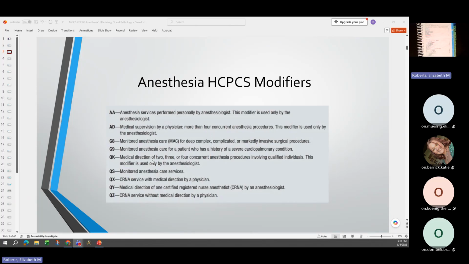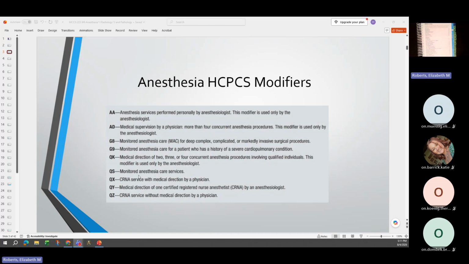QK is medical direction of 2, 3, or 4 concurrent anesthesia procedures involving qualified individuals. So it depends on how many procedures the anesthesiologist is supervising. More than 4 is AD. QK is 2, 3, or 4. Sorry, so it can get a little complicated, right?